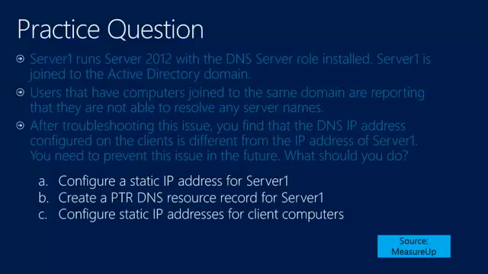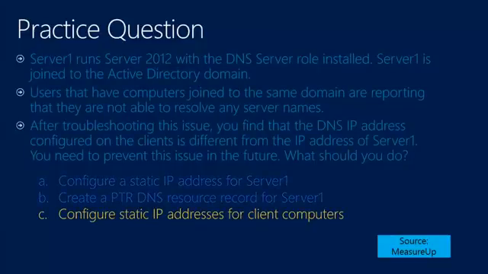B, A, can I get a C? Can I get a C? They're very close. It's actually C. So configure static IP addresses for client computers. And then you'll be able to have those addresses just basically available on the system. You don't have to worry about it going through.